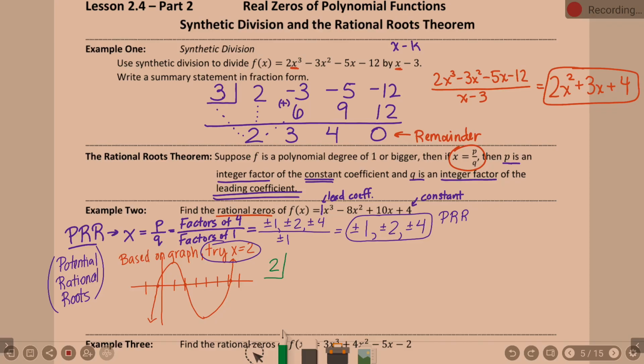So we're going to try x equals 2. What goes across my line then? 1, -8, 10, and 4.